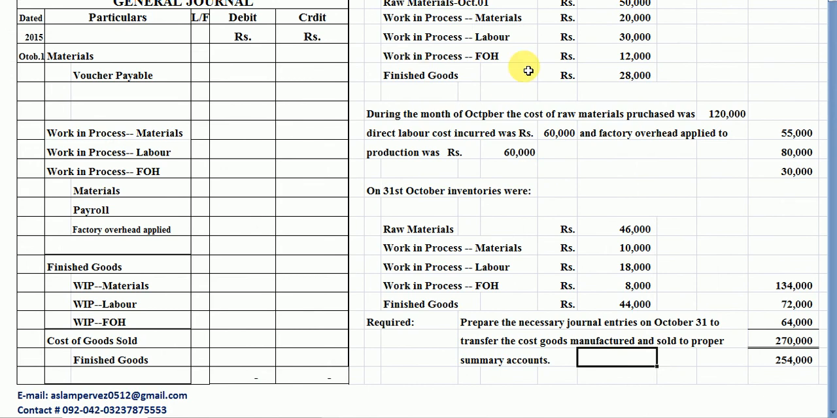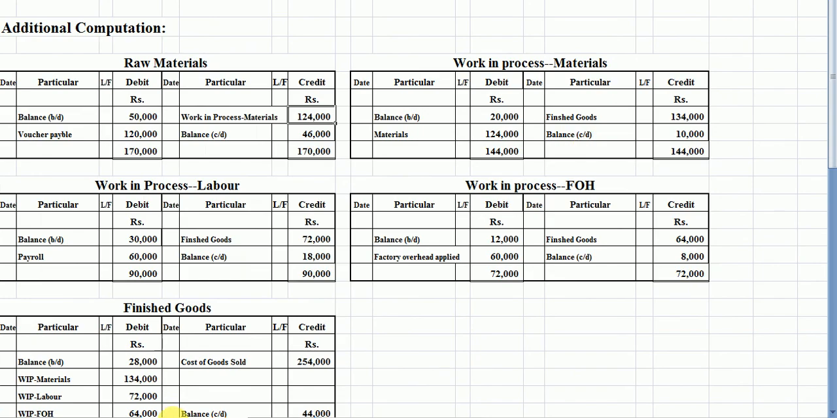The working process FOH opening balance is 12,000 rupees and the closing balance is 8,000 rupees, and the factory overhead applied cost is 60,000 rupees here. Now we charge these account values, the cost, in the given ledger. Here the opening balance is 12,000 rupees. The factory overhead applied cost is 60,000 rupees and the balancing figure is 8,000 rupees. The difference in them is 64,000 rupees, which is charged to the finished goods here.